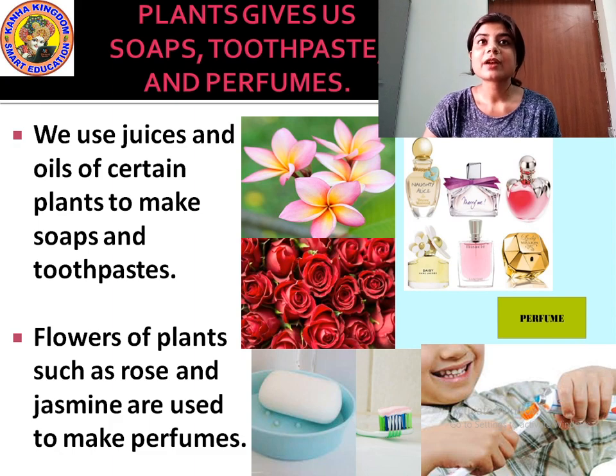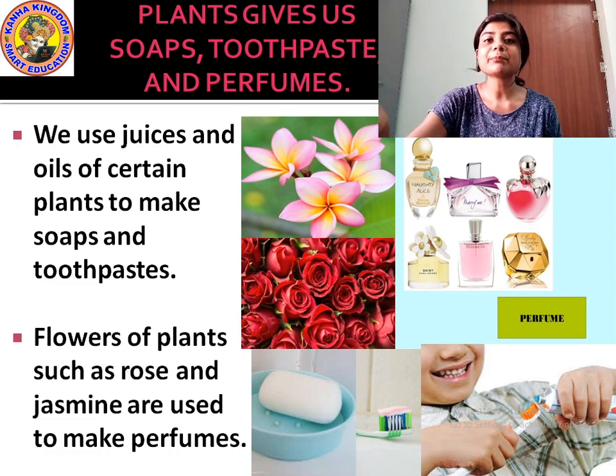Plants also give us rubber, paper and gum. The paper that we write on is obtained from plants. Trees are cut down to make paper. We get rubber from the juice of the rubber plant, and this rubber is used to make erasers, tires and pipes. We also get gum, which is used to make glue. This gum is obtained from the kikar tree.